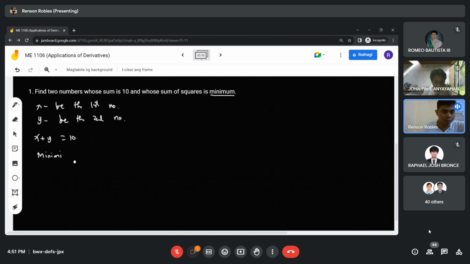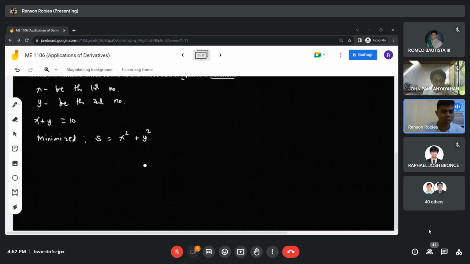Minimize, what is going to be minimized? Minimize the numbers whose sum of squares is minimum. Sum of squares, so say S. Minimize S. What is S? S is just a name. You can write any letter: S, M, N, O, P. But I just use S to represent the sum of squares. S equals the square of x plus the square of y, and you will observe that S is written in terms of two variables, x and y.